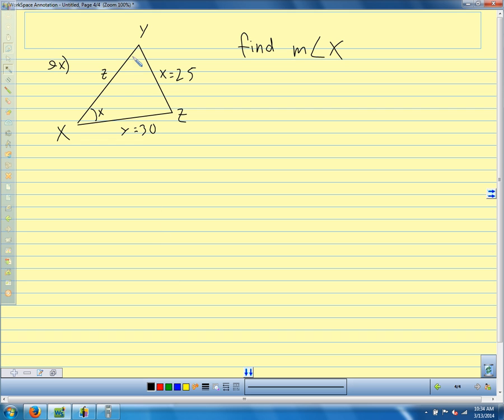And we know that this angle is 45 degrees. So we're looking at two angles and a side. So we have angle, angle, side. So we can use law of sines. So this is an angle, angle, side problem. We're going to use law of sines.